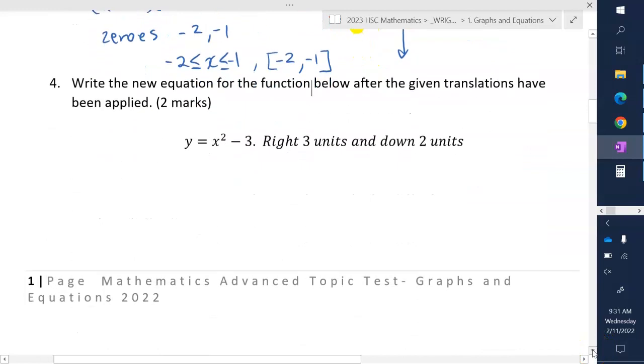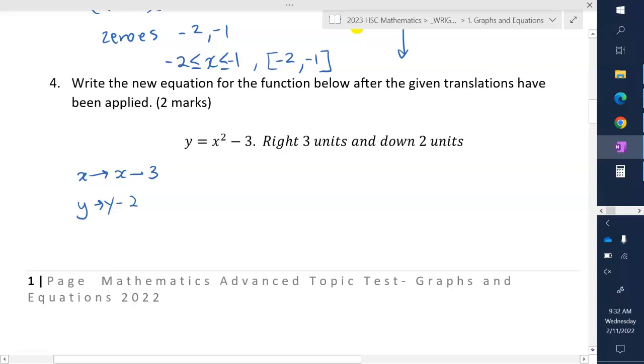Number 4, write the new equation for the function below after the given translations have been applied. Here's our function, x squared minus 3. We're going to shift it right 3 units, and then we're going to shift it down 2 units. If I'm shifting it right 3 units, then my x is going to become x minus 3. That's my first part. And then I'm going to shift it down 2, so we're going to take 2 away from y.